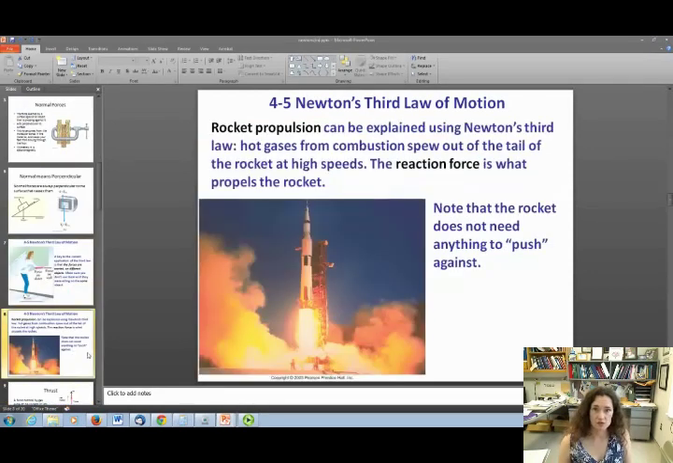Newton's third law can also be used to explain a lot of interesting phenomena, such as rocket propulsion. So rocket propulsion can be explained by the hot gases that are spewing out the tail of the rocket, okay, actually causes the thrust, which is the force that propels the rocket upward. It's a reaction force, the thrust that propels the rocket.